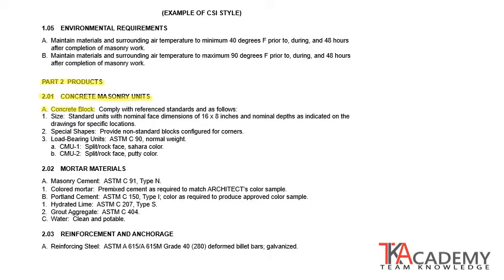Underneath that subparagraph we have sentences, and we revert back now to numbers 1, 2, and 3. In this example we even have subparagraphs A and B. To cite a reference in this style, we would list the paragraph, subparagraph, and sentence. So if we want to talk about the special shapes of concrete masonry units, we would reference 2.01.A.2.